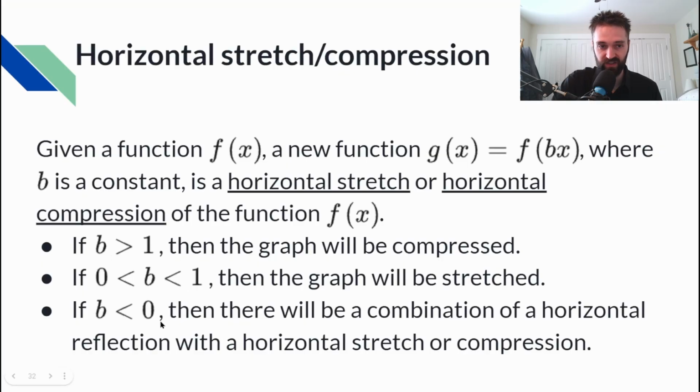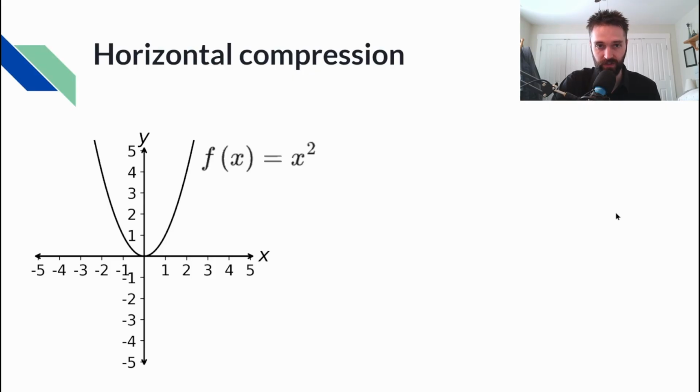Once again, we're going to break this down on a case-by-case basis. If b is greater than 1, then the graph will be compressed. If b is in between 0 and 1, then the graph will be stretched. And finally, if b is less than 0, a negative number, then there will be a combination of a horizontal reflection with either a horizontal stretch or horizontal compression. So let's look at those cases.